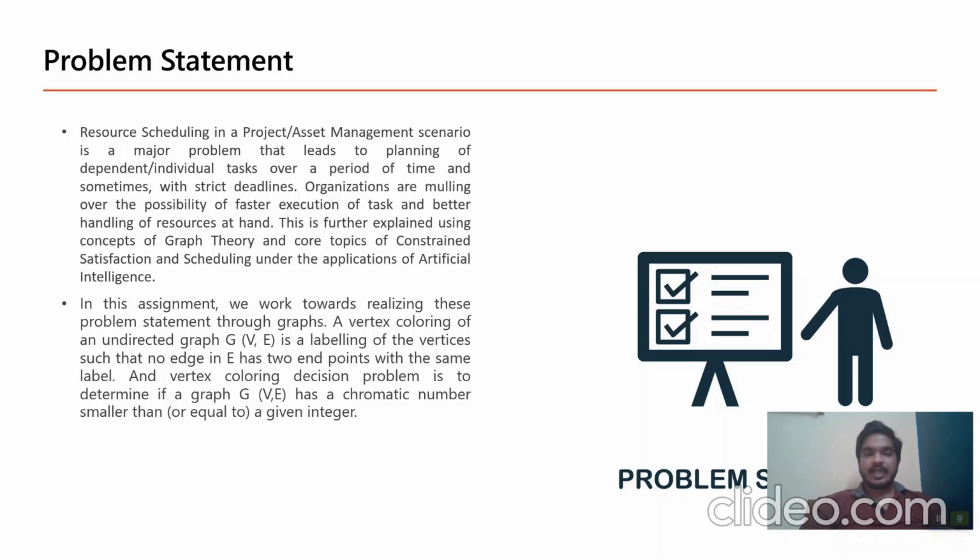So we realize the same with graph theory and core topics, and we use core topics of constraint satisfaction and scheduling under the applications of artificial intelligence further in this presentation to first represent and also solve the same. In this assignment, we work towards realizing these problem statements through graphs. A vertex coloring of an undirected graph G with V vertices and E edges is a labeling of the vertices such that no edge in E has two endpoints with the same label.